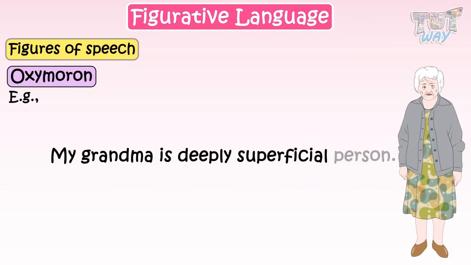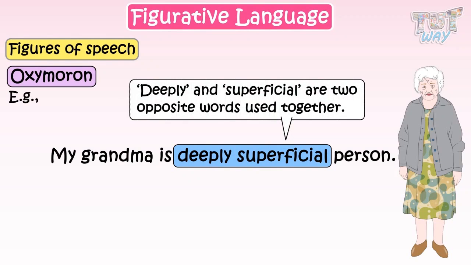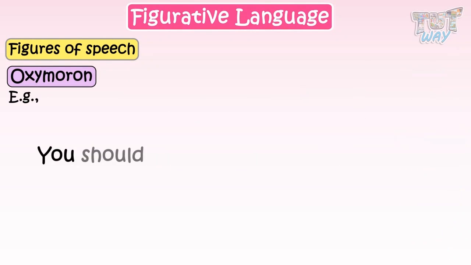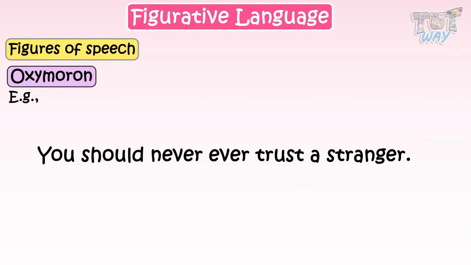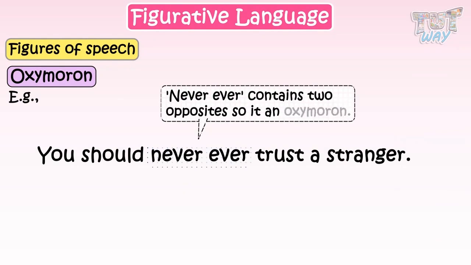My grandma is a deeply superficial person. Here, you can see deeply and superficial are two opposite words used together, so it's an oxymoron. You should never ever trust a stranger. Here, never ever, containing two opposites, so it's an oxymoron.